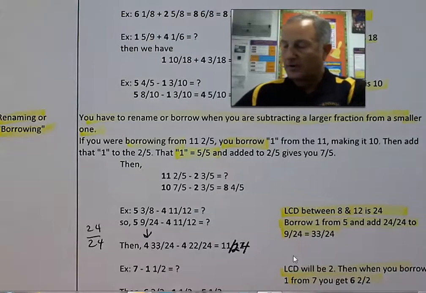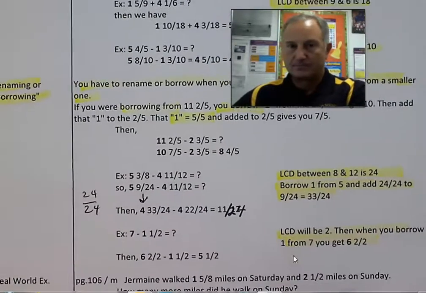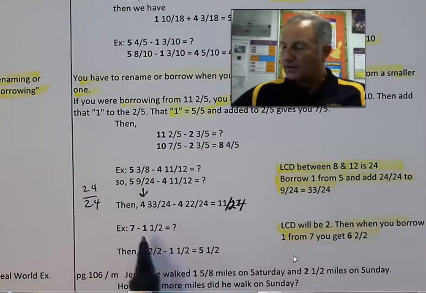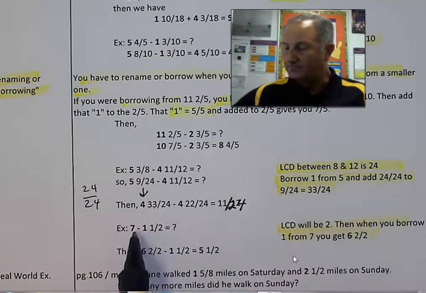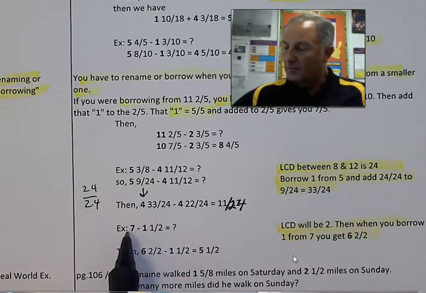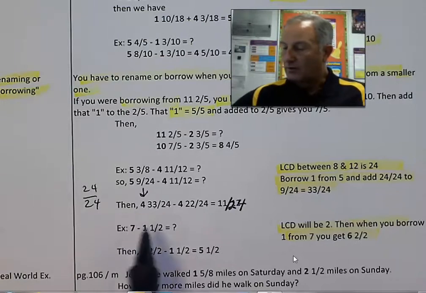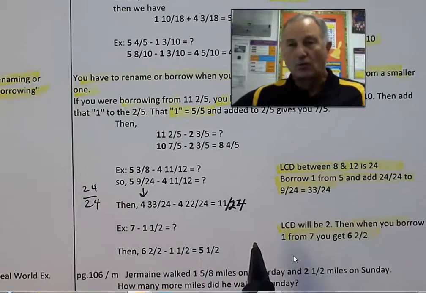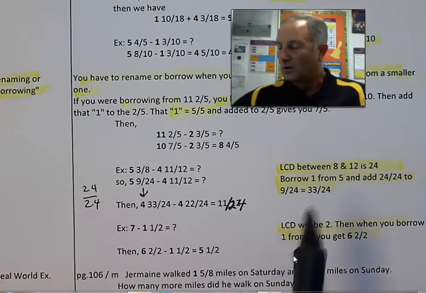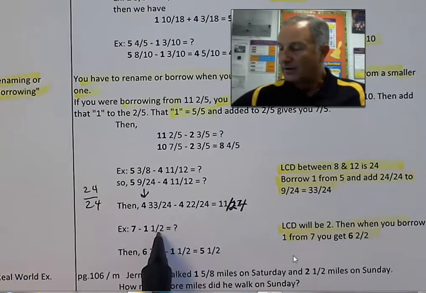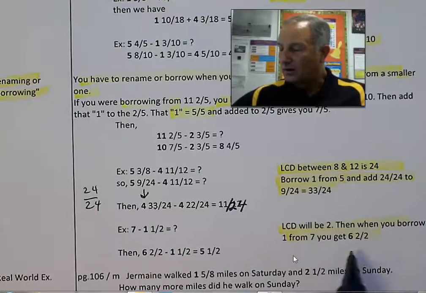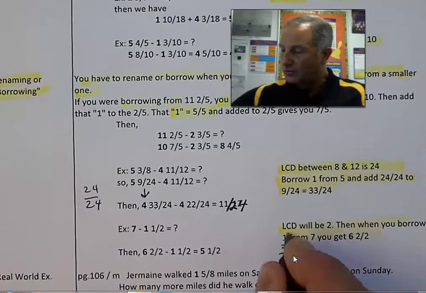What if we're taking something like this? 7 minus 1 and 1/2. I don't have a fractional part here. Okay? So what I want to do is borrow 1 from the 7, and I want to create my fractional part here. Well, that 1 that we borrowed, what am I going to call it? Since this is 1/2, let me call my 1 2/2.